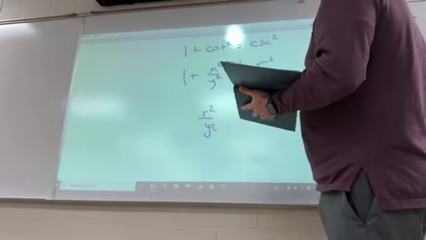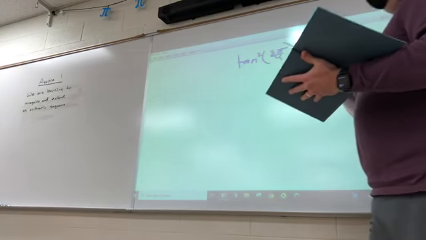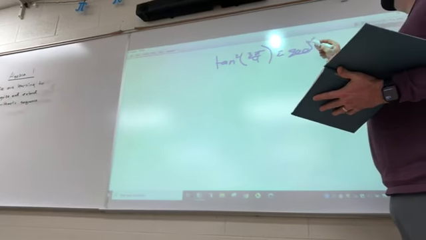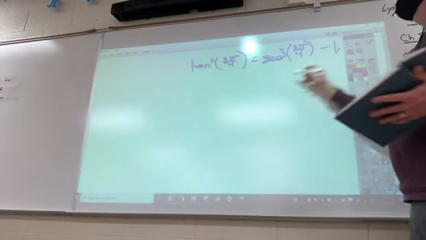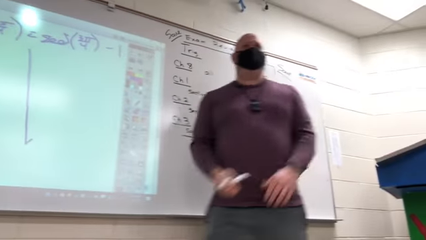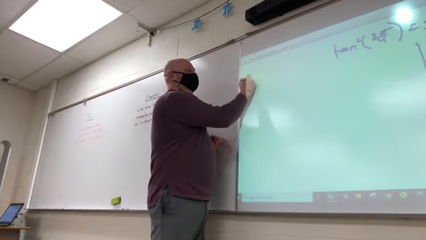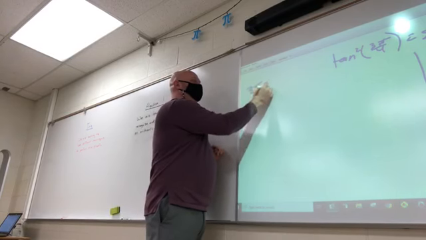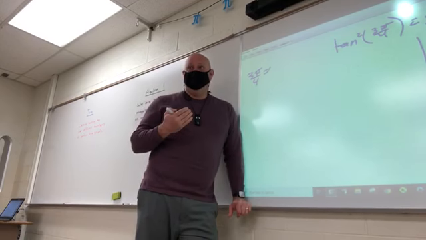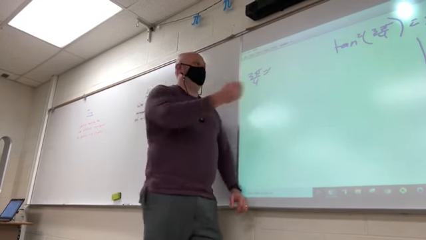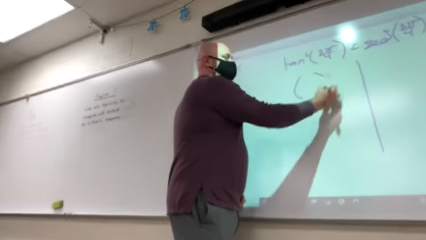Tangent squared of 3 pi over 4 is supposed to equal secant squared of 3 pi over 4 minus 1. All right, what is 3 pi over 4 as a degree? That's the first thing I would do with this. Well, pi over 4 is 45. 3 45s would be 135. What is tangent of 135?